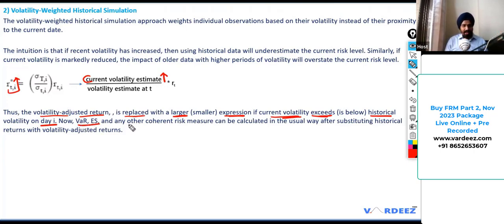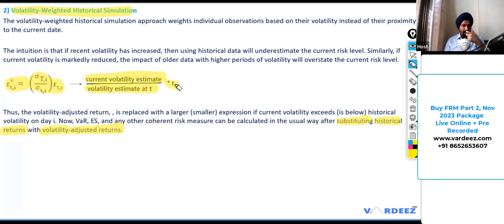Now, VAR, ES and any other coherent measure can be calculated in the usual way after substituting historical returns with volatility adjusted returns. So the entire core of this method is that you are substituting the plain historical returns with volatility adjusted returns. You just need to remember the formula here as well, with the current volatility at the numerator. The volatility adjusted return is replaced with a larger expression if the current volatility goes up. So the returns will be higher. That's what we are saying here.